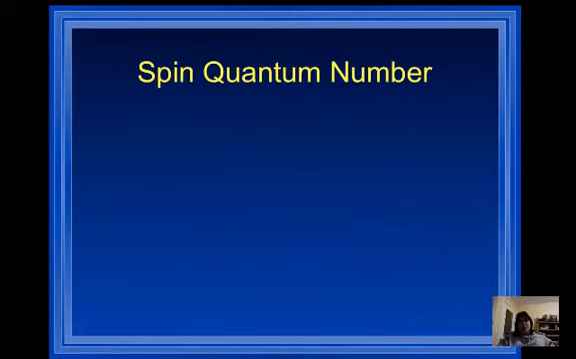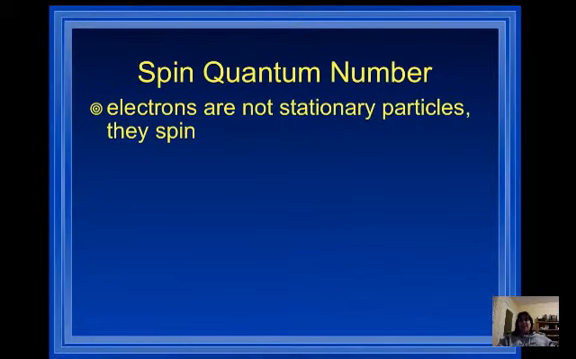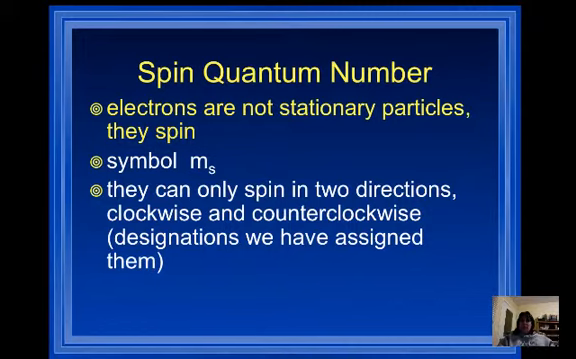The last quantum number is called the spin quantum number. The electrons are not stationary particles. They spin. We know they spin because of the magnetic fields that we find in the atom. The symbol is m sub s. They can spin in 2 directions.